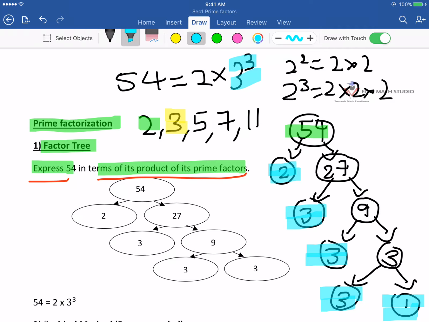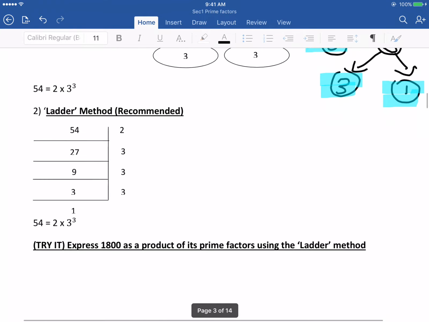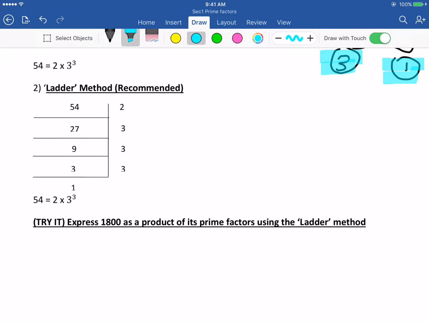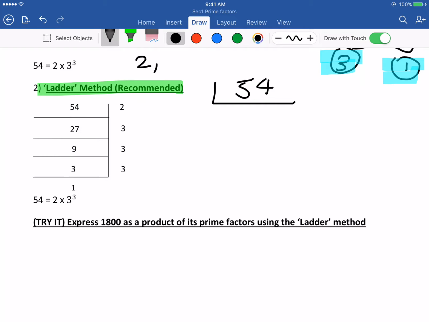One of the methods for prime factorization is what we call the factor tree. But the method I'll recommend to you is what we call the ladder method. The ladder method, in my opinion, is much faster. So same thing, how do I express 54 as a product of prime factors? First we list out. Write 54. Then write out the first few prime numbers: 2, 3, 5, 7, 11, 13.